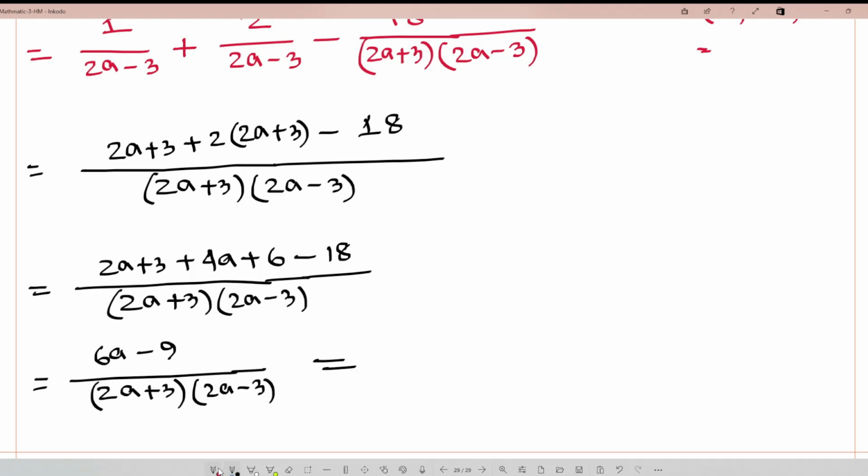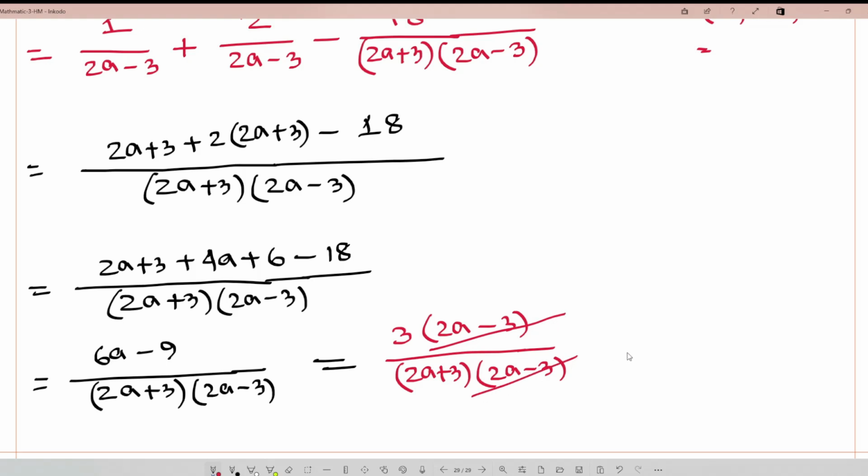We can write here, so here we can take common 3, so 3 times 2a minus 3, divided by 2a plus 3 times 2a minus 3. So this 2a minus 3 and this 2a minus 3 will cancel out, so our answer is 3 divided by 2a plus 3. Now look, it has become a single denominator fraction.